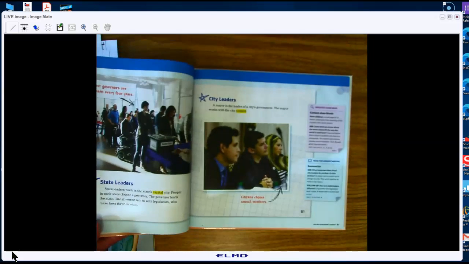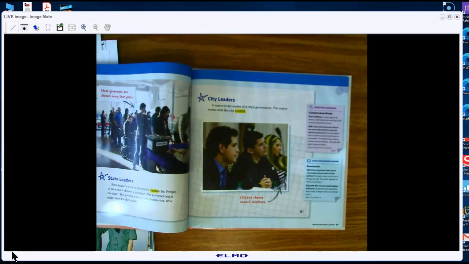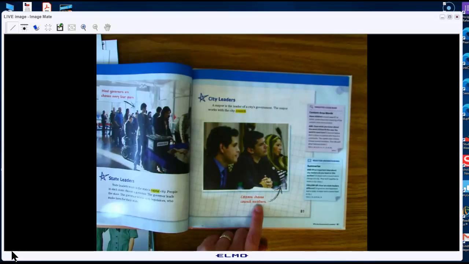City leaders. A mayor is the leader of a city's government. The mayor works with the city council. So what you know about the word citizens fits the way the word is used here. It says citizens choose council members. Do you remember what a citizen is? What's a citizen? We learned about it at the very beginning of 2nd grade. Heather? Lace?